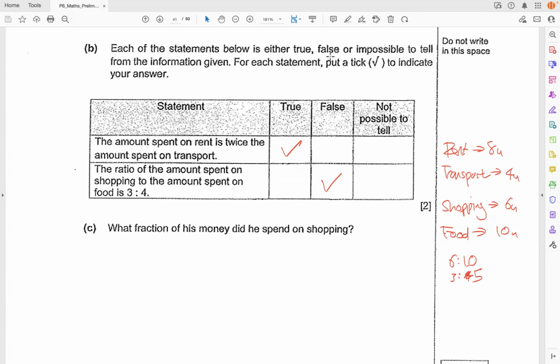What fraction of his money did he spend on shopping? Shopping is 6 units, right? Total we calculated earlier was 32 units. So 6/32, you simplify, you get 3/16. Do simplify. Although the question never asks you to simplify, I will surely simplify. You can use your calculator to simplify. It's an easy thing. Make it a habit. Okay, let's continue with the next question.